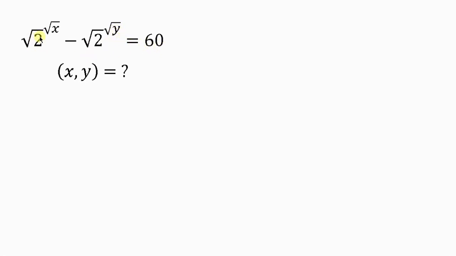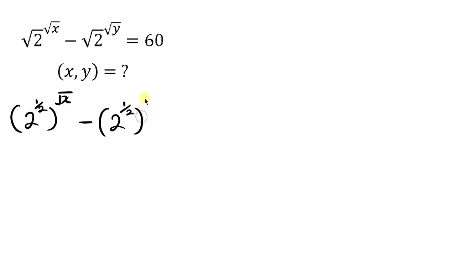Well, our first step will be for us to rewrite the base. So, the square root of 2 is the same as 2 to the half, and this is raised to the square root of x. Minus the square root of 2, which is the same as 2 to the half, and this is raised to the square root of y, equal to 60.